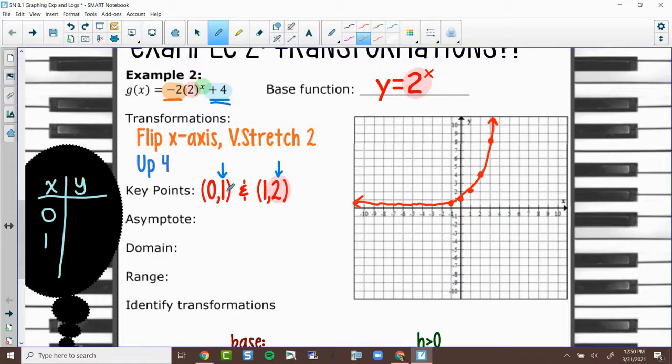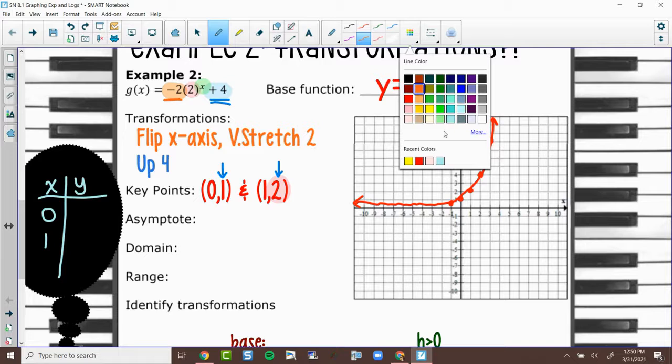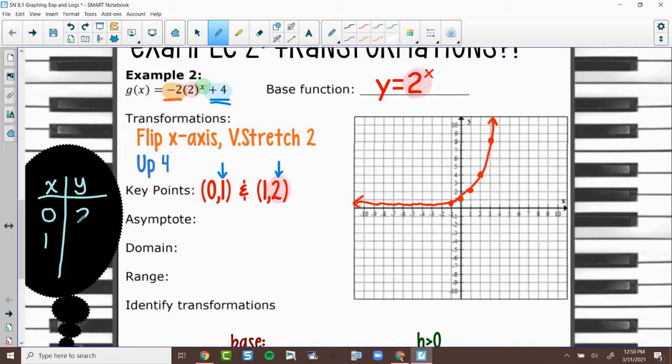So I've got 1 times -2 is -2. -2 plus 4 is +2. And I can do the same thing with this coordinate. So 2 times -2 is -4. Plus 4 is 0. And here are my brand new points.